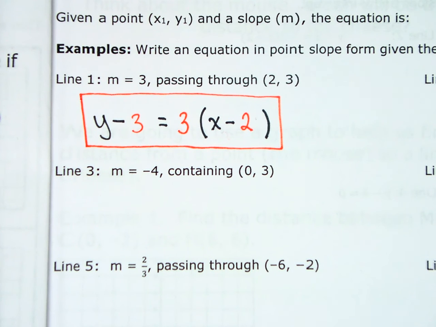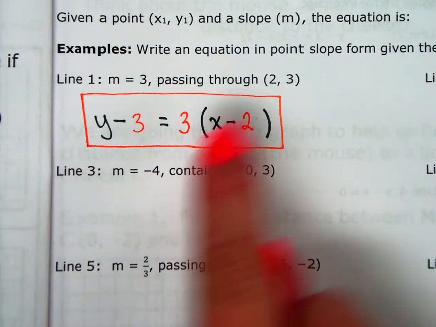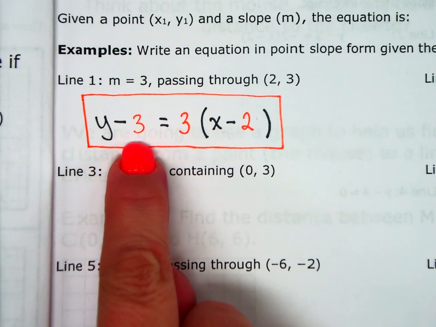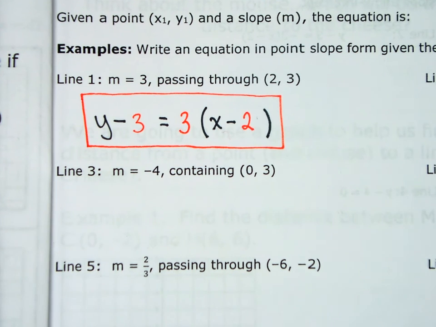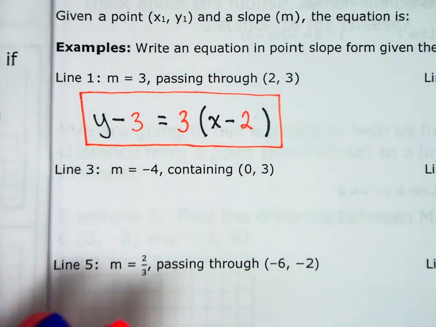We don't want it equal to y. We want it to look just like that. The only time this would be equal to y is if y1 was 0 here and I put a 0 in here, then I would simplify it because y minus 0 we know is y, right? Because when you take 0 away from something, it leaves it the same. Okay? Let's look at the next one.